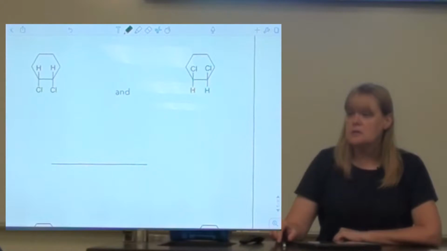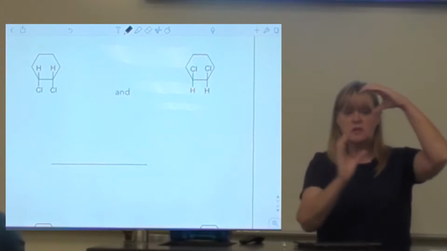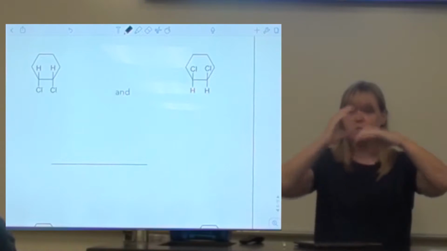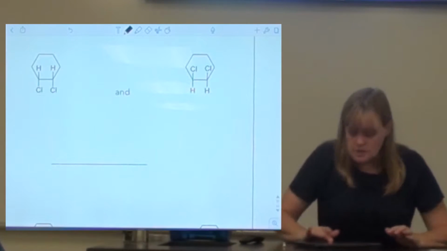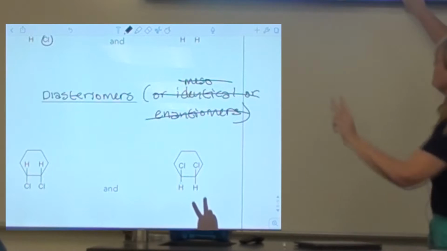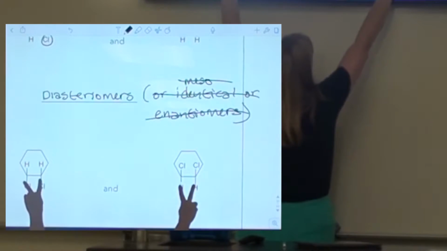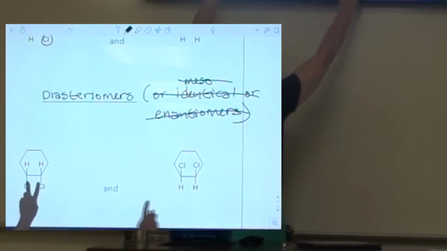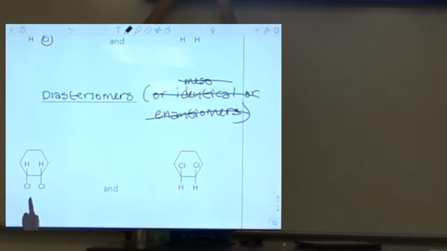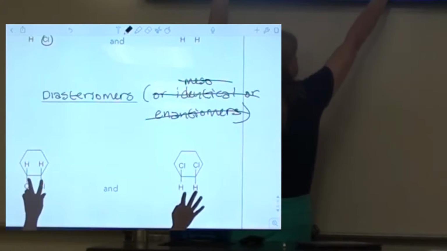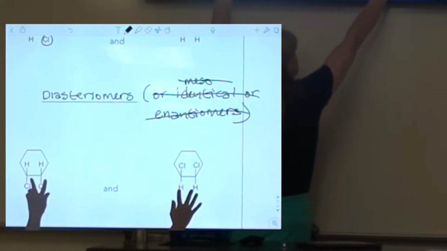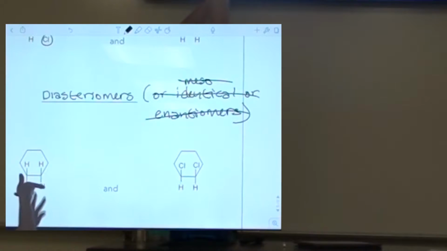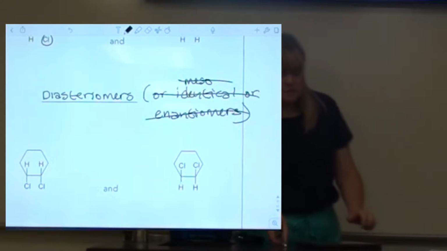With cyclic compounds, once again, you can do R and S, but what might be easier is just to move things around on paper or flip them around to see if they line up. For instance, these two here, this one here is a meso compound. And this is also meso, so that means they have to be identical. If you took this one and flipped it around, the two Cls would be going down and you could superimpose it. So those are identical.